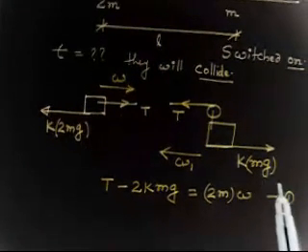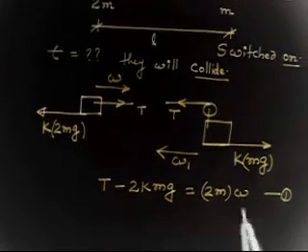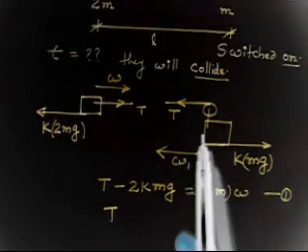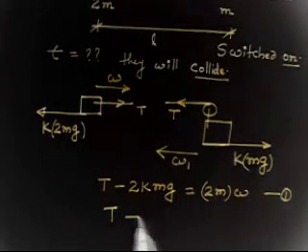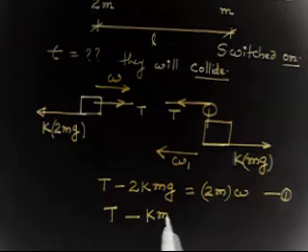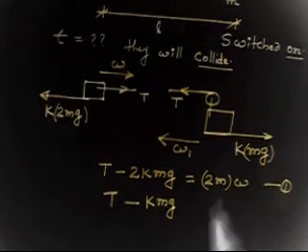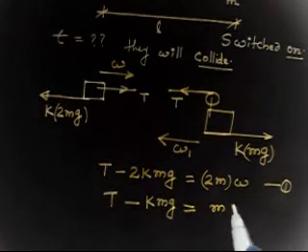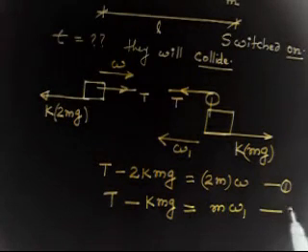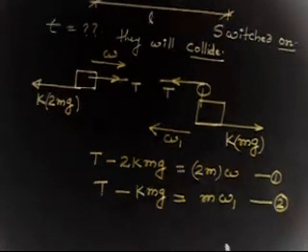I can write the equation for object 2. So for object 2, I can write T. This is moving in this direction. So T minus kmg is equal to mass into acceleration, so m into w1. So this is my equation number 2. I have to solve for w1.